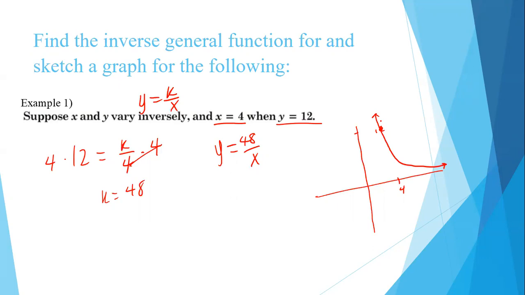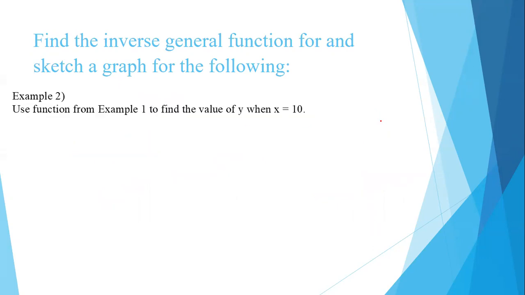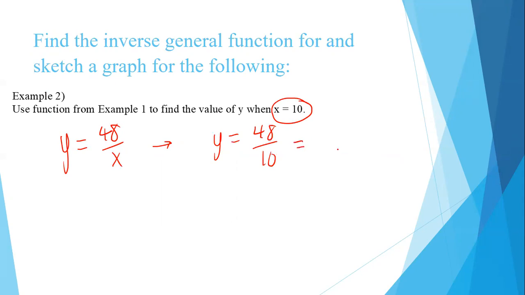All right. So example 2 is wanting us to use the function from example 1 to find the value of y when x equals 10. So we have our function model, and our function model is y equals 48 over x. They give us our x value. So y equals 48 over 10. And I simplify that down to 4 and 8/10. Easy enough once you have the function model, right?